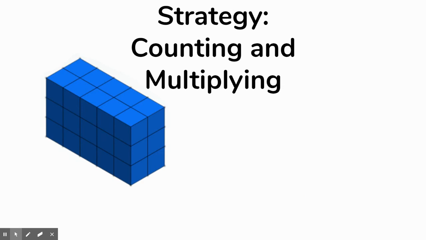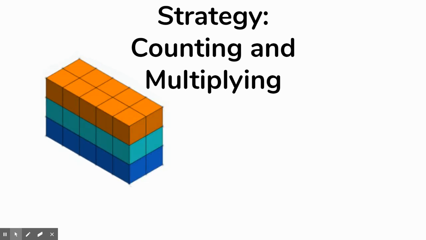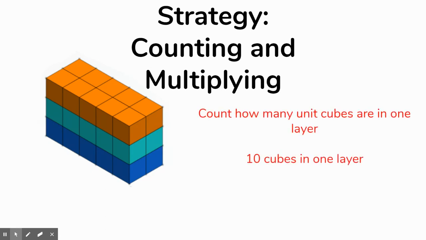A strategy that's a little more advanced would be counting and multiplying. And it starts out kind of the same way. We're going to use the same prism for this example. Again, there are three layers. We're going to count how many cubes are in a layer, which we already did last time. There are 10. This time, though, instead of adding 10 plus 10 plus 10, we're going to multiply. There's three layers, so we're just going to do 10 times 3. And we're going to get the same answer, 30 cubic units.